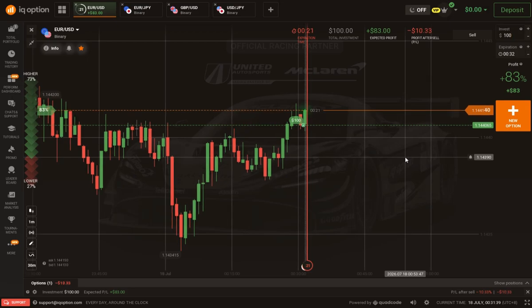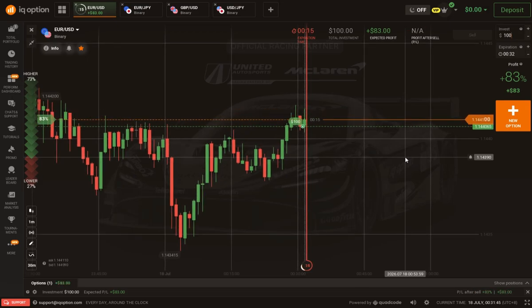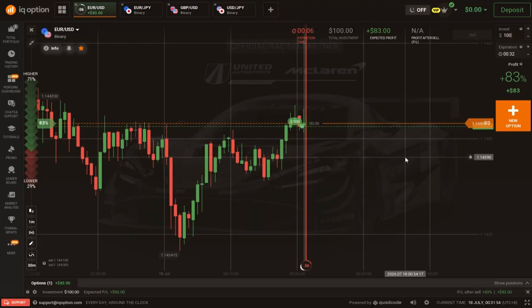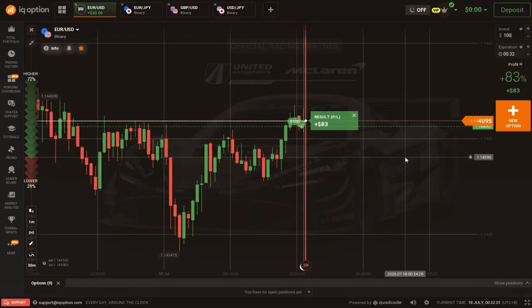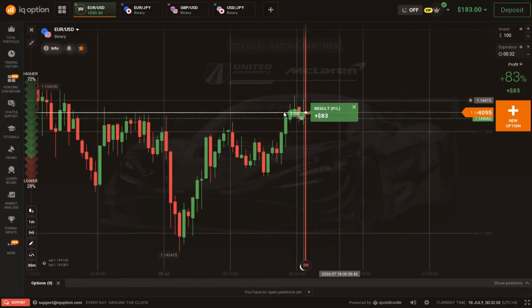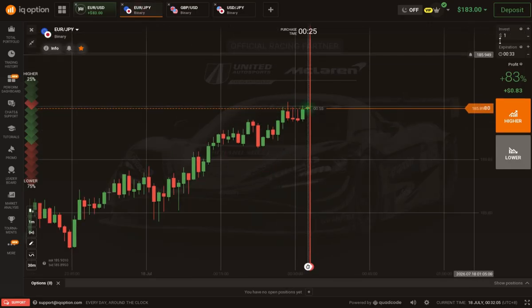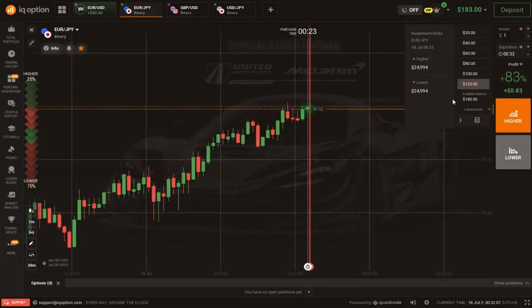Now, let's see how this trade finishes. And there it is! The buy trade closes in profit. That's exactly the kind of setup I was waiting for. Let's move on to the next opportunity.